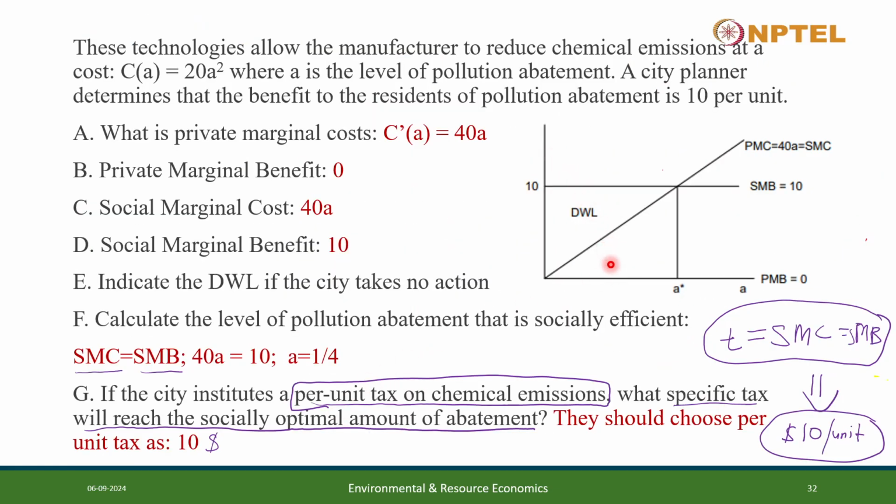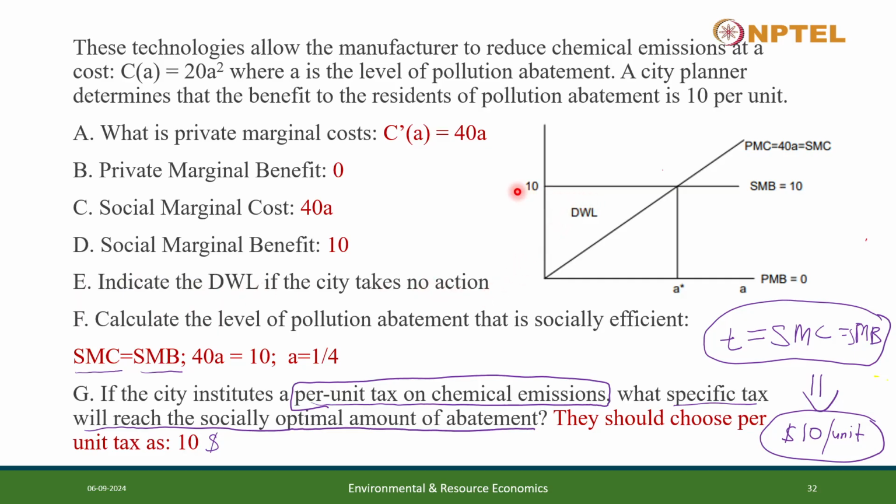So here we have written that private marginal benefit will be 0, social marginal benefit will be 10, and private marginal cost is equal to social marginal cost, which will be the differentiation of the cost function, that is 40A. And now we have to indicate the deadweight loss if the city takes no action.